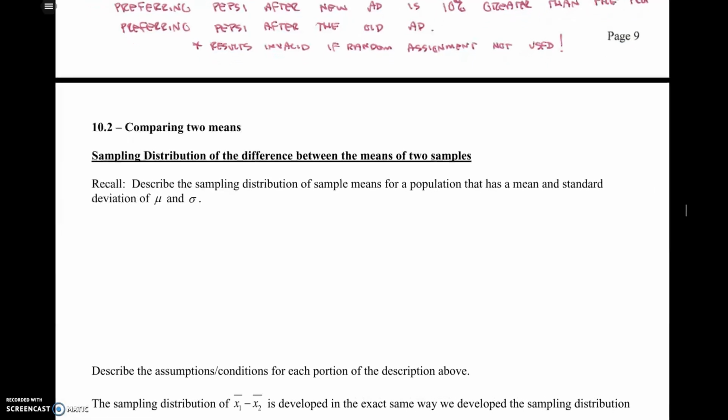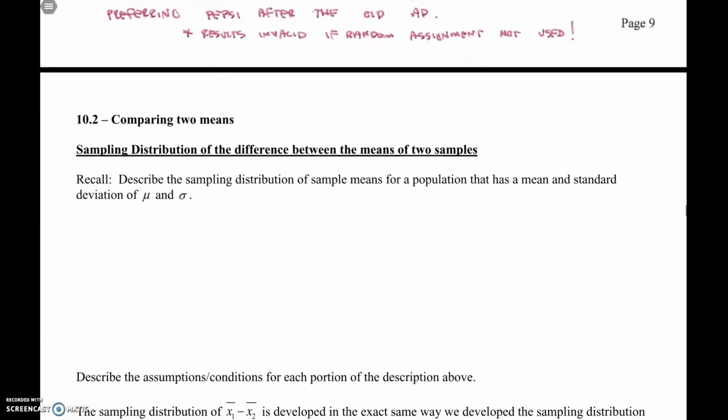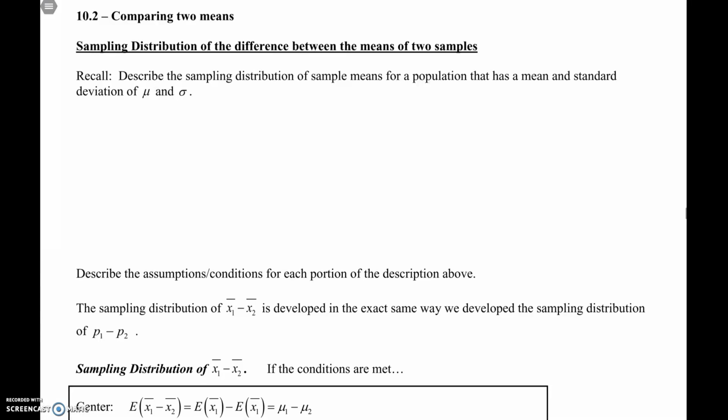All right, so now section 10.2, comparing two means. This is going to be a repeat very closely to what we did with the two proportions from section 10.1. It's just, instead of using the square root of PQ over N for the standard deviation of proportions, we're going to use sigma over the square root of N. Instead of using Z's, we're going to use T procedures.